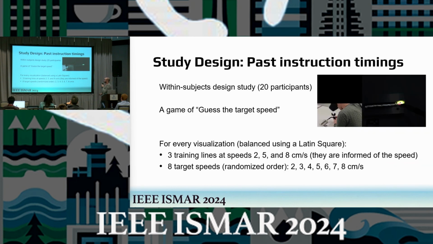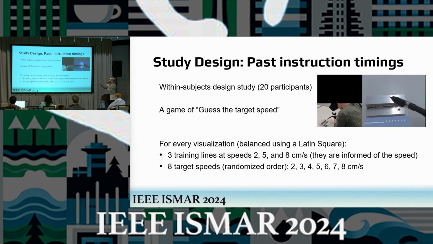So here we did a within subject design study because we wanted to get more understanding as well and get more feedback from the participants, where we actually first did 3 training lines at speeds 2, 5, and 8. So this was the minimum, the maximum, and also the middle. And then also 8 target speeds in randomized order in a game of guess the speed.